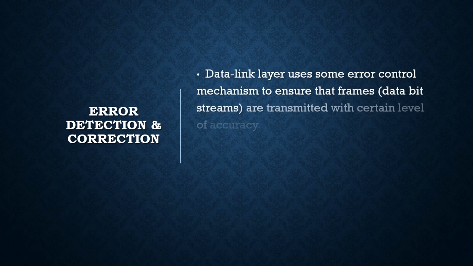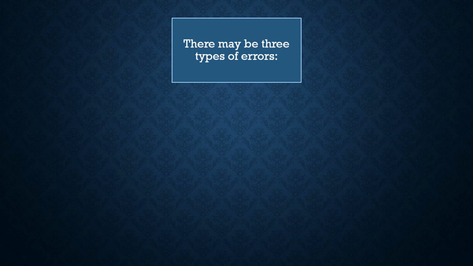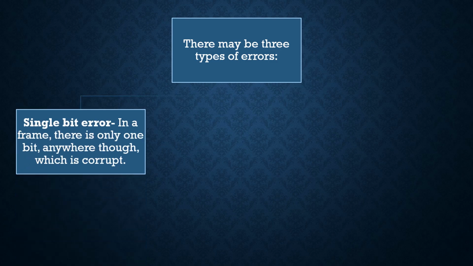Data link layer uses some error control mechanism to ensure that frames are transmitted with certain level of accuracy. But to understand how error is controlled, it is essential to know what types of errors may occur. So, there may be three types of errors.